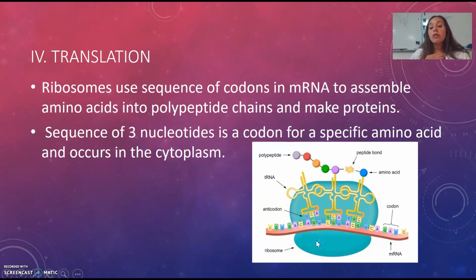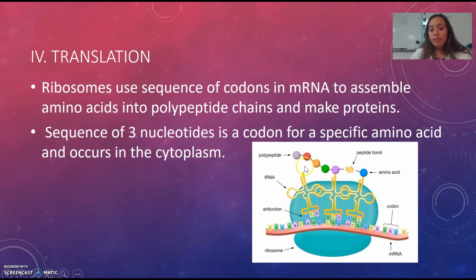So now the mRNA has left the nucleus and is going to attach to your ribosomes. Ribosomes use the sequence of codons in mRNA to assemble amino acids into a polypeptide chain and make proteins. A sequence of 3 nucleotides is a codon for a specific amino acid, and this all occurs in your cytoplasm. So this would be your ribosome.